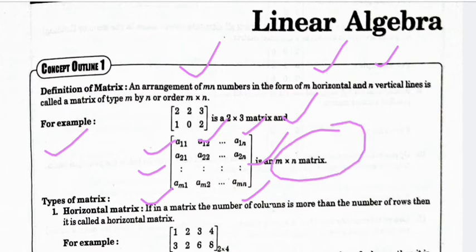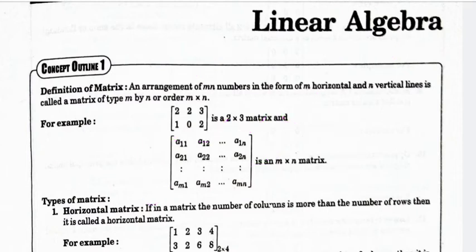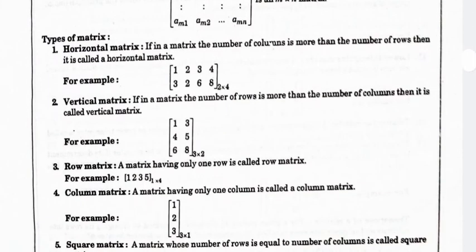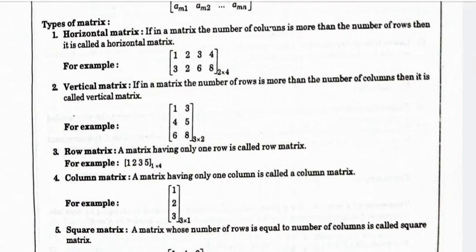Now come to the topic, that is types of matrices. Here I explain 26 types of matrices. So the first matrix is the horizontal matrix. So what is the horizontal matrix? It is very simple. If the number of columns is more than the number of rows, then it is called the horizontal matrix. Here the number of columns is 4 and the number of rows is 2, so it is a horizontal matrix.